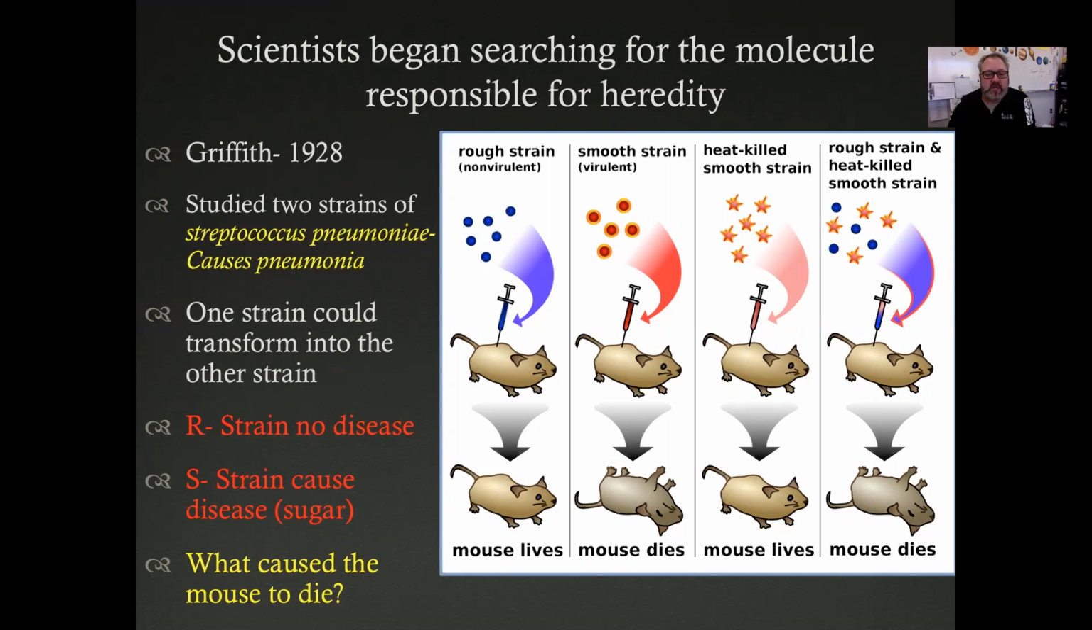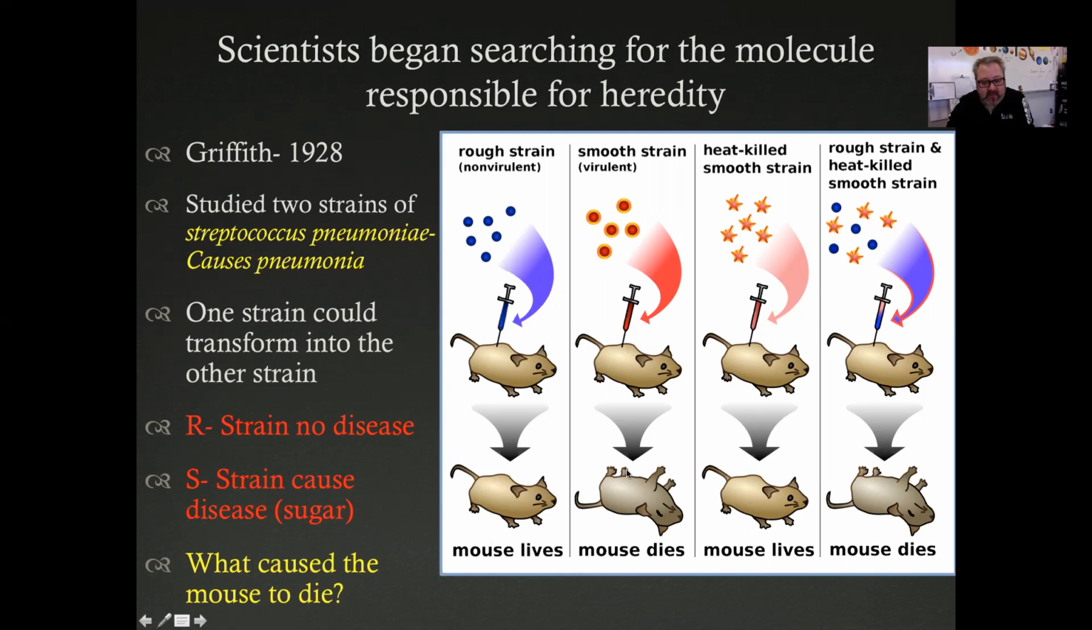And what he was finding was that there's virulent and non-virulent, okay? So the virulent ones are the ones that are going to cause more problems and cause death or disease. The non-virulent ones are the ones that don't. So stick with me for just a second. He takes the rough strain, injects the mouse, and the mouse lives just fine, no problems at all.